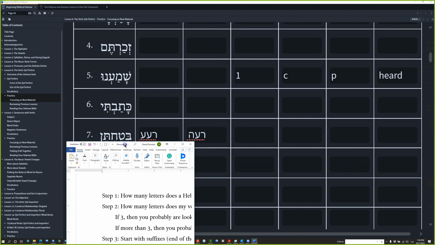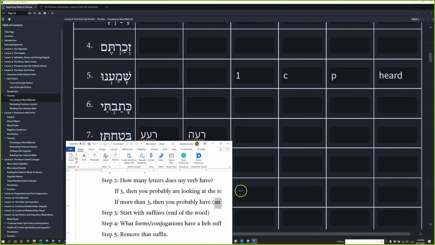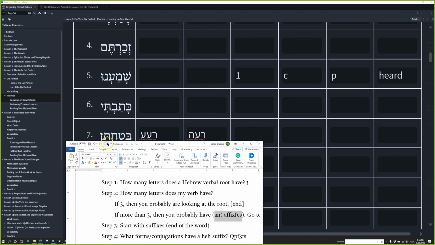We'll do one more here. I'm going to cover up the vowels. I'm going to ask myself, how many letters does a Hebrew verbal root have? Three. How many do I have? I have five again. Okay, so I've got extra. All right, so let's start at the end. What can I take off here? What forms have I learned that add a noon to the end?